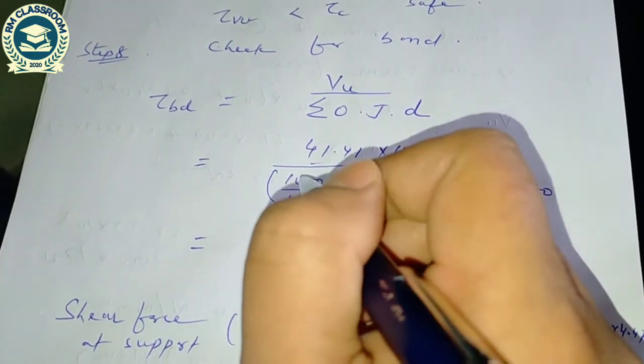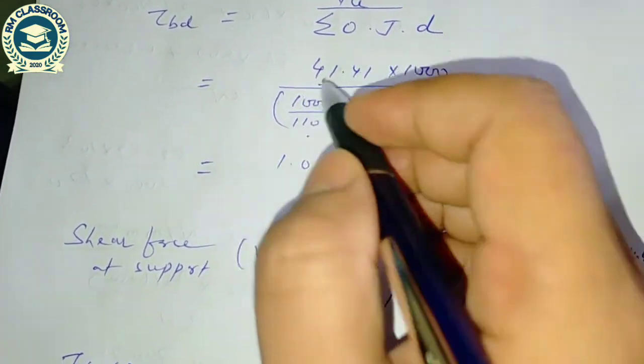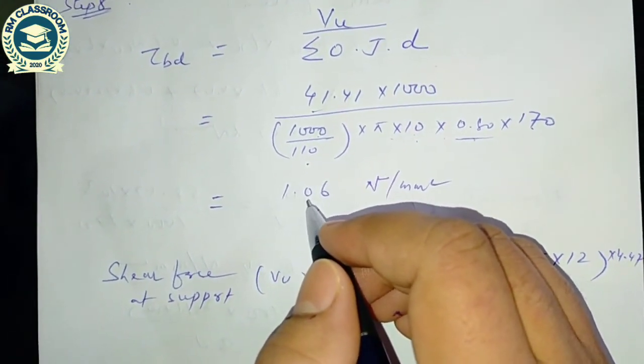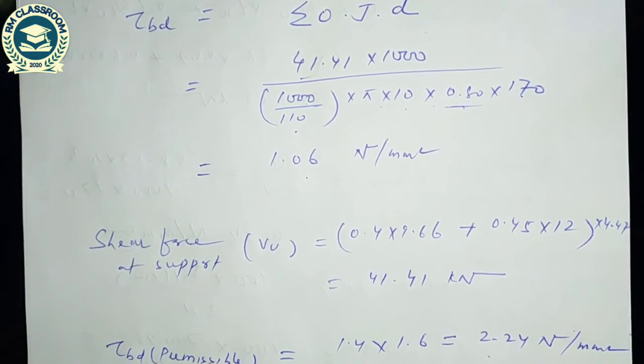So the check for development length can be computed. Ld is less than or equal to 1.3 M1 by V plus L0. So with the help of this, we can check the development length.